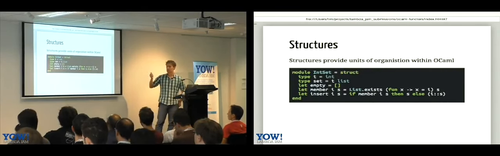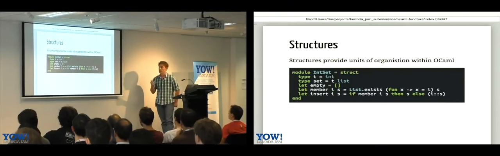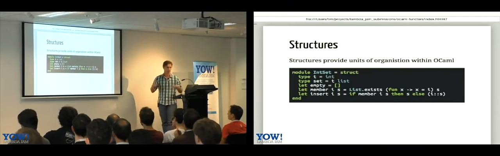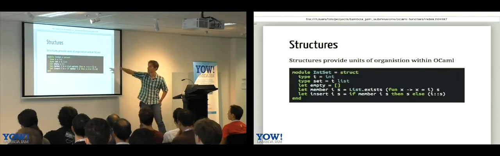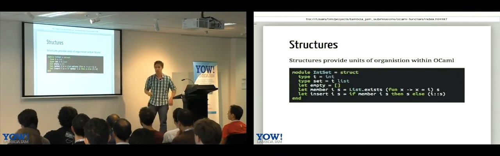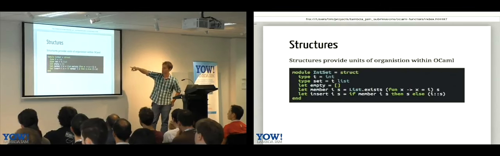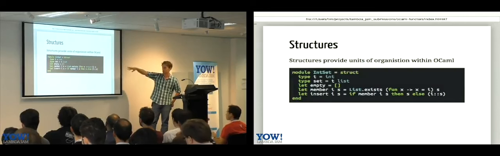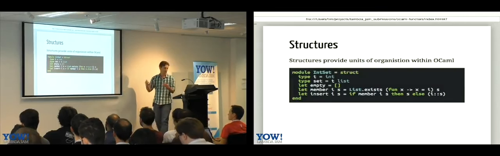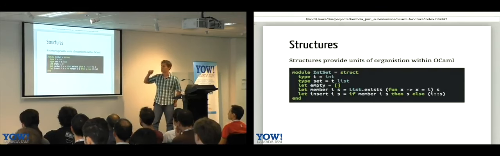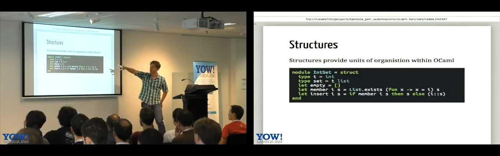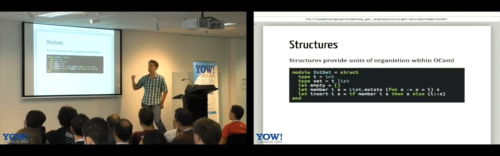First is structures. Structures in OCaml provide units of organization. It's basically somewhere where you put all your types and your functions together. We introduce them with the struct keyword and close it with an end keyword. Here we've got a type T, which we've bound to an int. We've got a set, which is a list of T's, and we've got a couple of functions there. So that's a structure. The interesting thing with structures is if you don't define a name for them, so this is called IntSet, if we didn't define a name for it, it'd get the name of the structure from the file name.